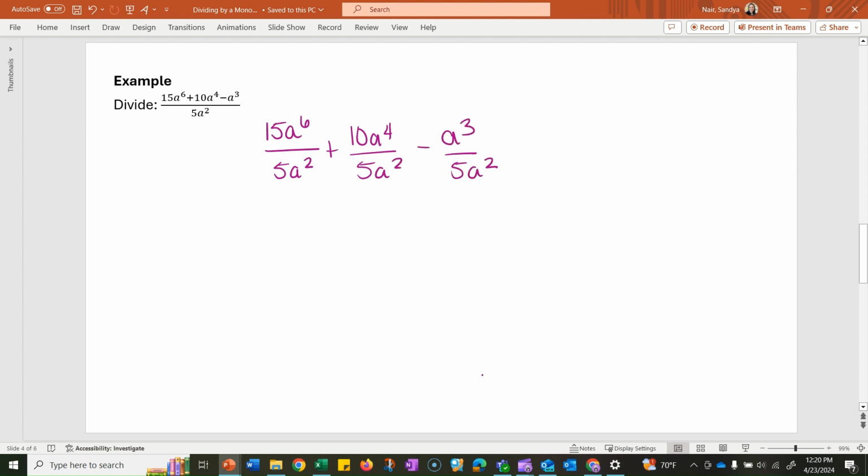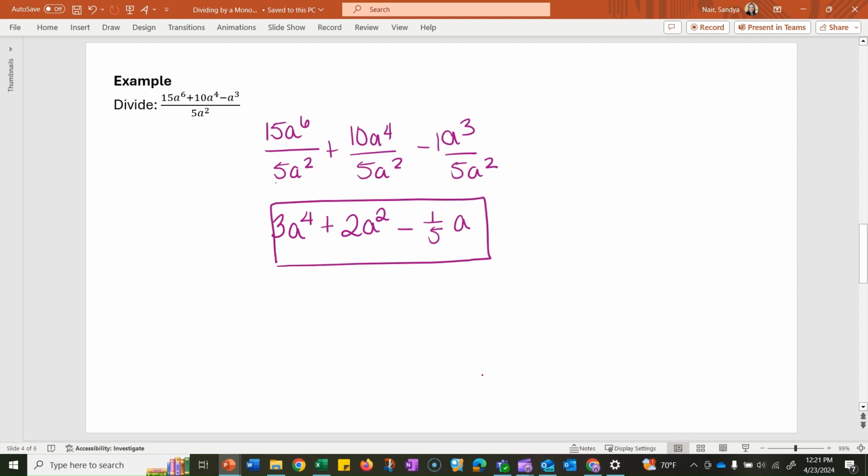Now let's go ahead and divide the coefficients. We have 15 over 5, which is 3, and then we subtract the exponents. 6 minus 2 gives me 4. And then plus 10 divided by 5 is 2, and then a to the 4 minus 2, which is 2. And then minus, here the coefficient is basically 1, right? So 1 over 5 is just going to be 1 over 5. And then a cubed over a squared is just a. So this is one way to write the final fully simplified form of the answer, or you can rewrite it as 3a to the 4th plus 2a squared, and then minus a over 5. Either way, you have the same thing.